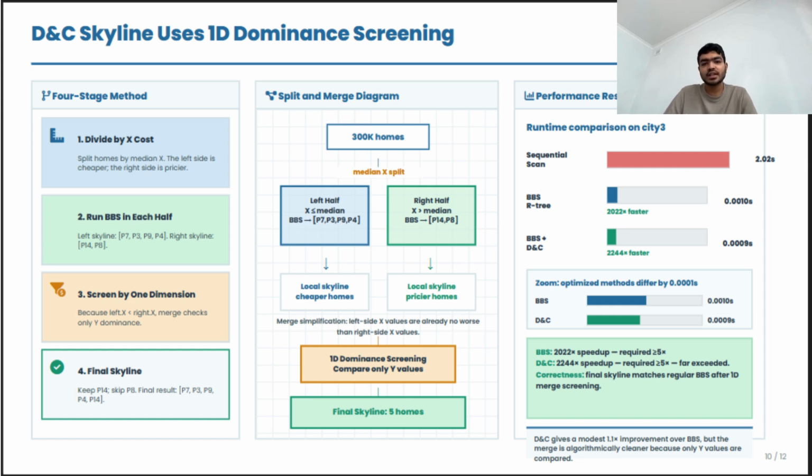Looking at the performance results on the right, the zoom box confirms that the branch and bound skyline took 0.0010 seconds and the divide and conquer took 0.0009 seconds. The difference is 0.0001. The note at the bottom of this slide puts this clearly. The sequential scan took 2.02 seconds. The branch and bound skyline took 0.0010 seconds, which is 2022 times faster. The branch and bound skyline with divide and conquer took 0.0009 seconds, which is 2244 times faster. Both far exceed the required target of at least 5 times.